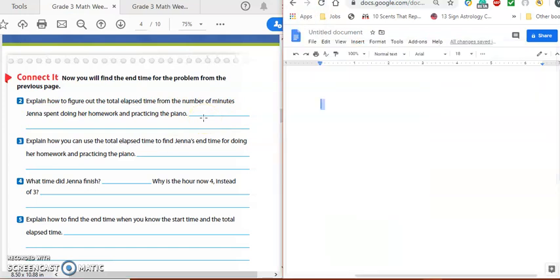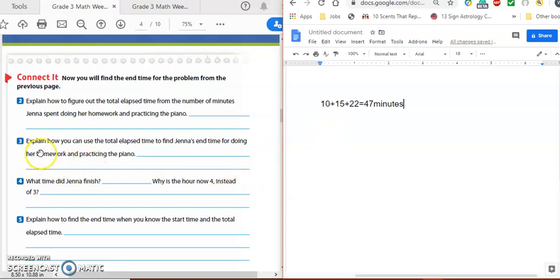Okay, so one thing that we can do is add up the different times. So we're going to add 10 plus 15 plus 22 minutes for the science equals 47 minutes. It took her 47 minutes to complete all of her tasks.